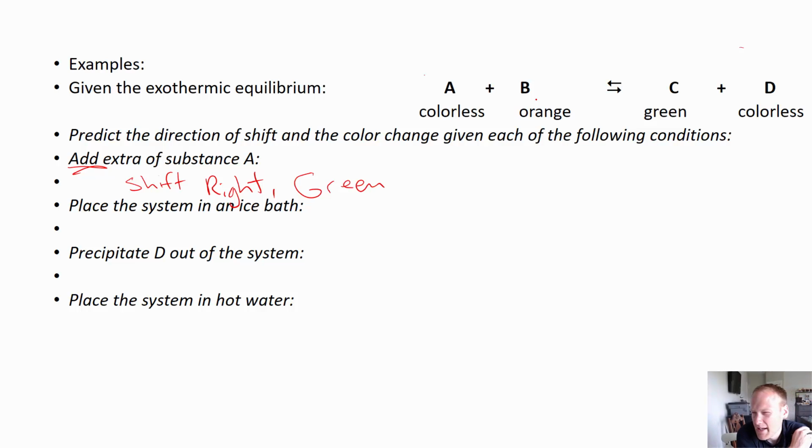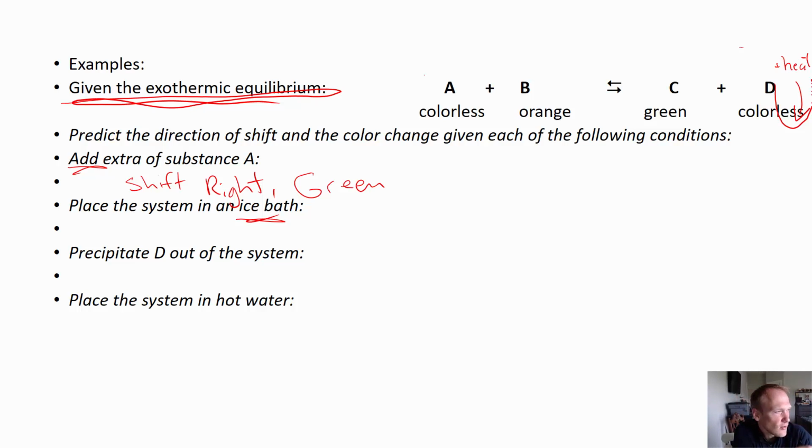Let's say we place a system in an ice bath. We need to go back and read our instructions. It says, given this exothermic reaction, notice heat's not here. But if it's exothermic, that means there is heat on the product side. So then it's saying we're putting it in an ice bath. That's going to make the temperature come down. Okay, in other words, we are removing heat. We are digging a hole on the side that heat is.